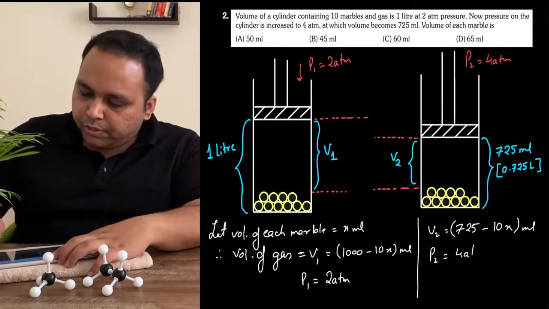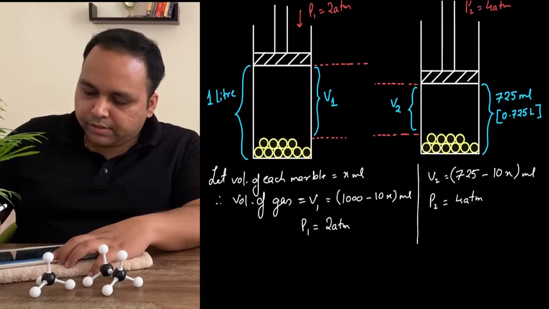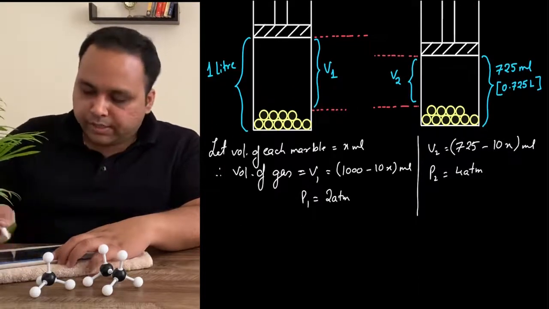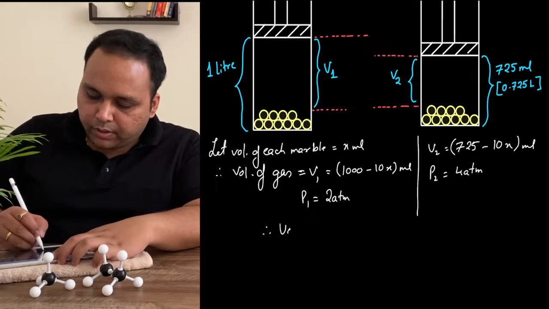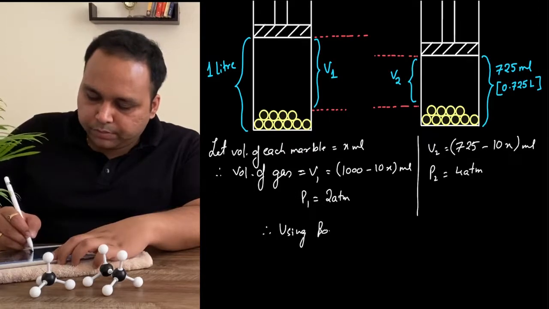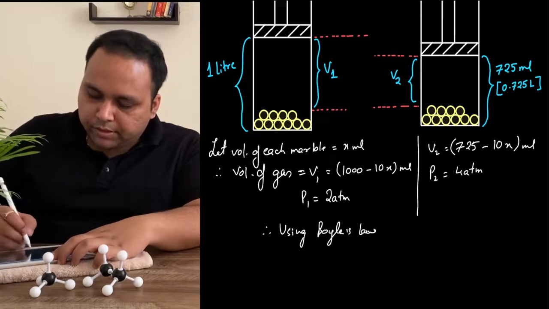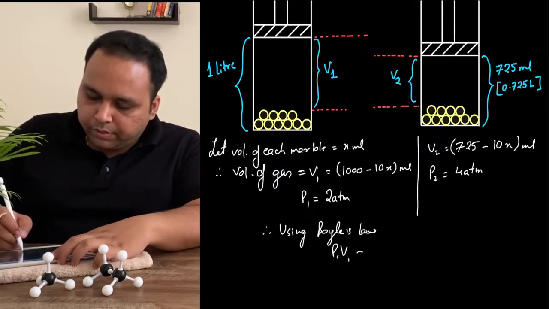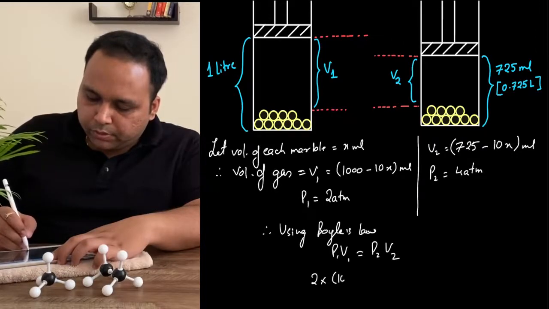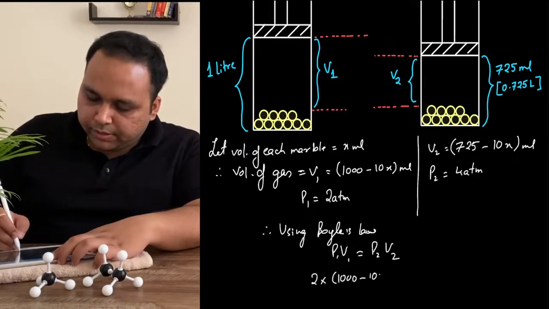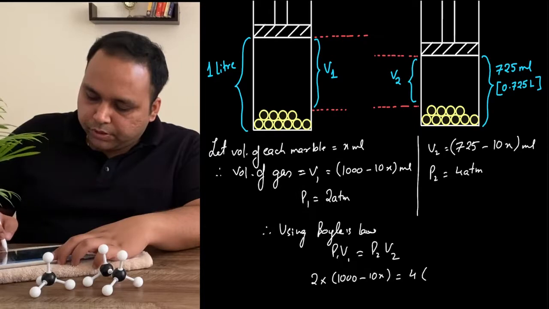Now what we need to do is find out the value of x. So we need one equation in x. Therefore, again using Boyle's law, because the gas is conserved, P1V1 is equal to P2V2. What we get is 2 into (1000 minus 10x) is equal to 4 into (725 minus 10x).